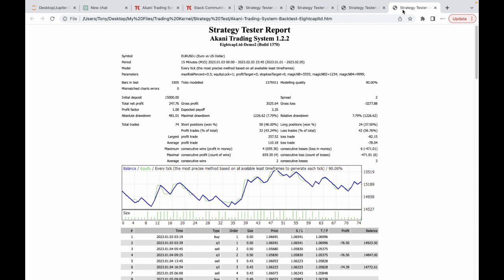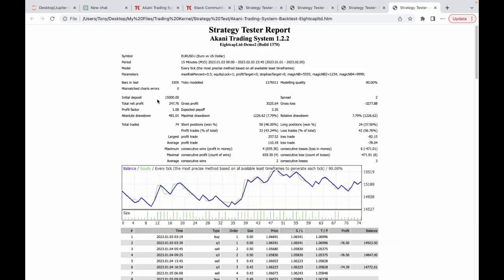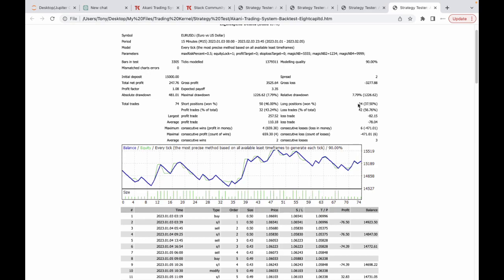So let's look at the strategy test on 8cap limited demo. The build is 1370 and every other thing is similar. Modeling quality 90%, as you can see, for all the brokers we've tested. Let's just look at this. We started also with a $15,000 initial deposit and we made a total profit of $247. Right, we had a gross profit of 3,525 and gross loss of 3,277. You can see here we had a total of about 74 trades, and we had short positions 146 and 24.